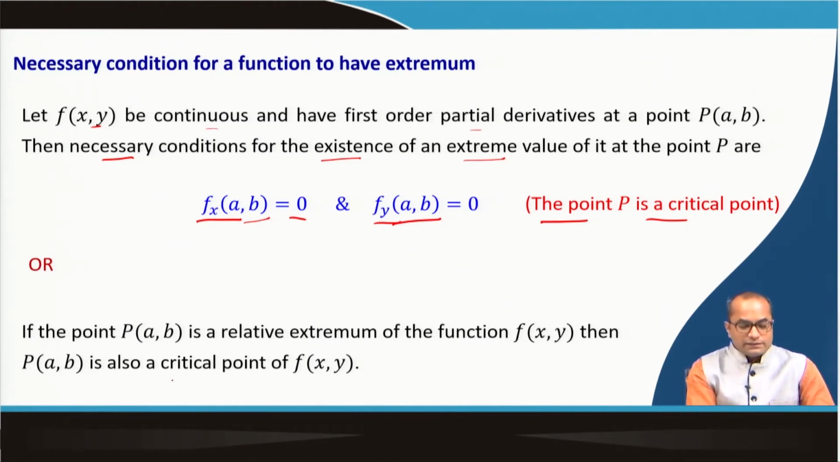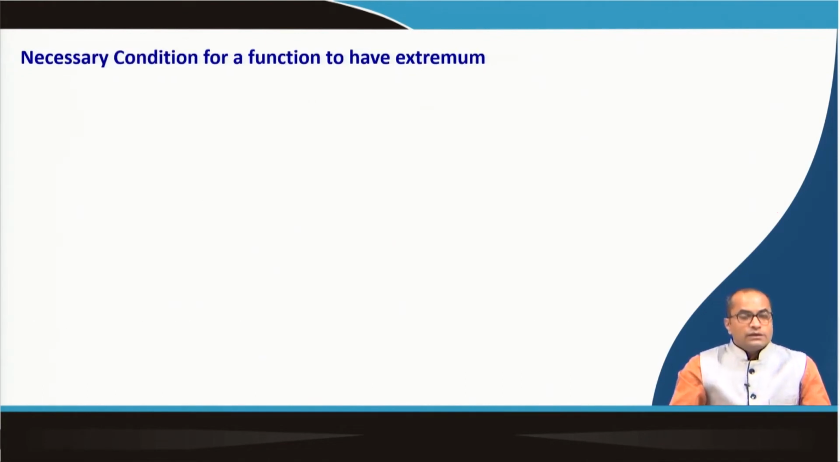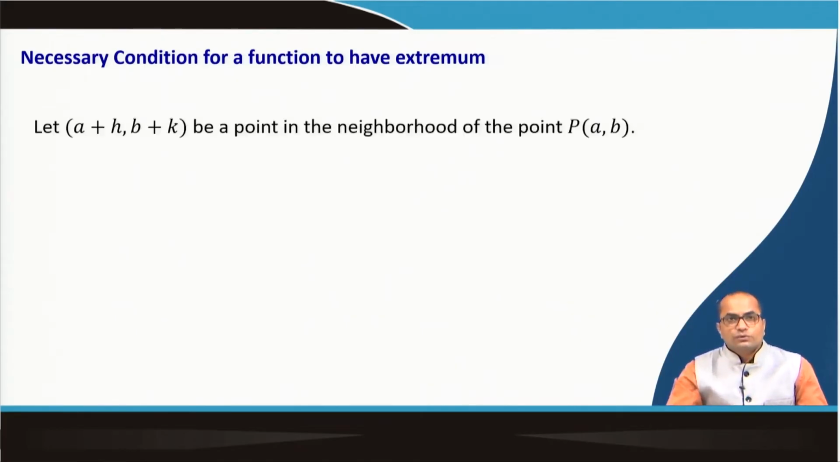So, this is again a necessary condition for the relative extremum of the function f(x, y), that this point should be a critical point. That means we have to first identify all critical points and then we will investigate those critical points only for local maximum or local minimum. We should not look for all other points than these critical points. How to get this necessary condition, that also we will go through quickly here.